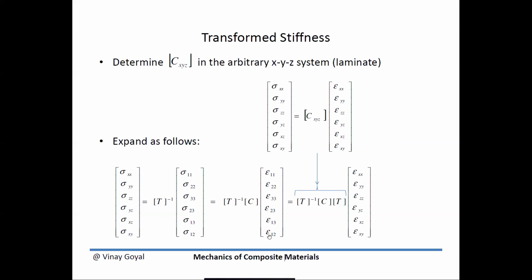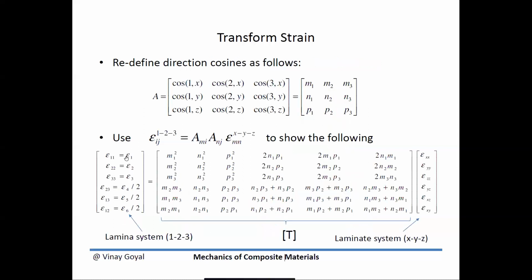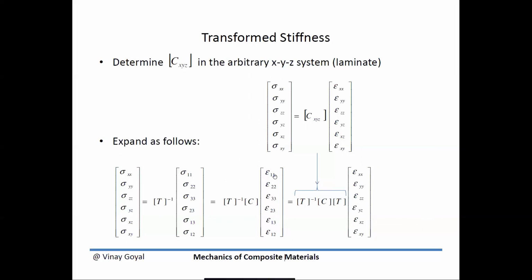And so now I have that. Now this strain vector is equal to T times this strain vector in the laminate coordinate system. How do I know that? We just derived that here. The strain vector equals the transformation matrix times the strain in the laminate system. That's exactly what I have done. This is equal to T times this column vector.